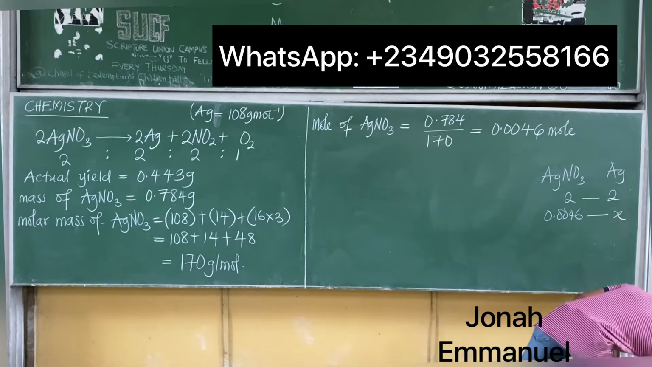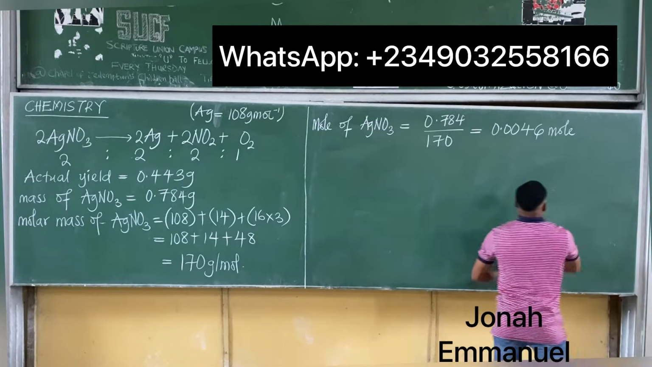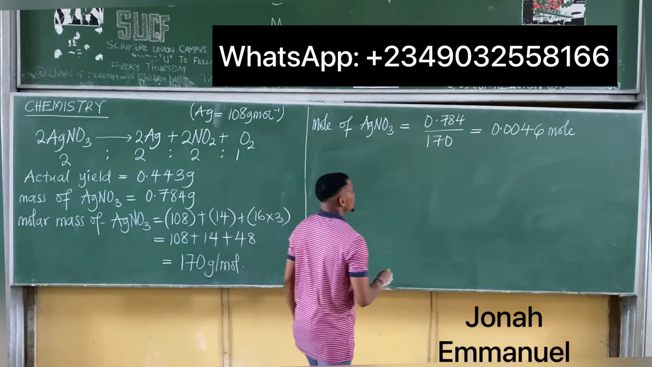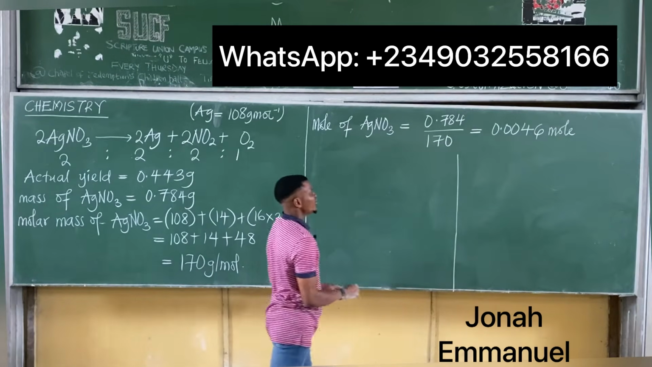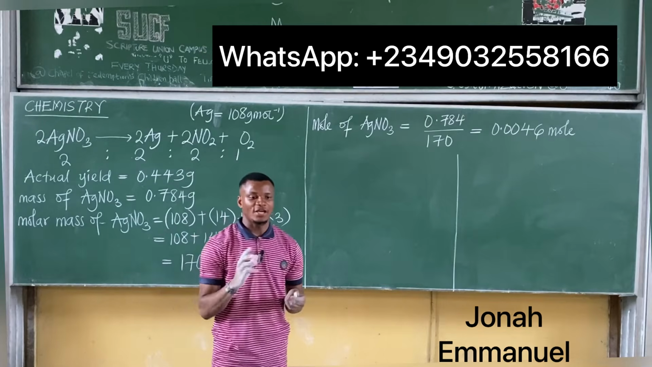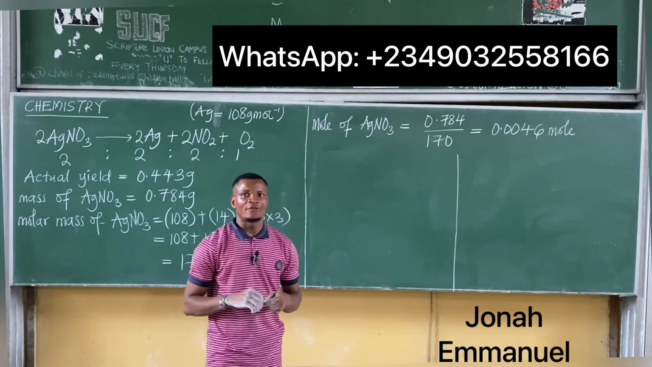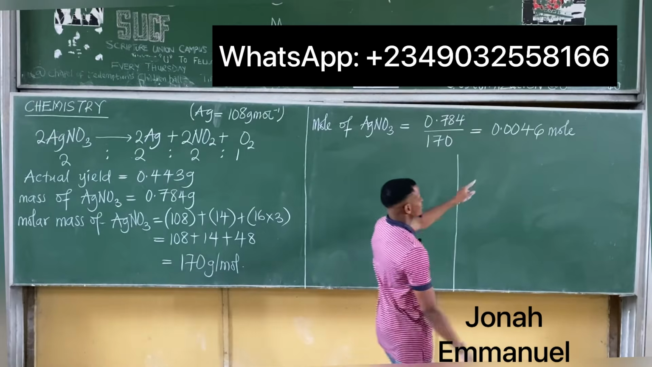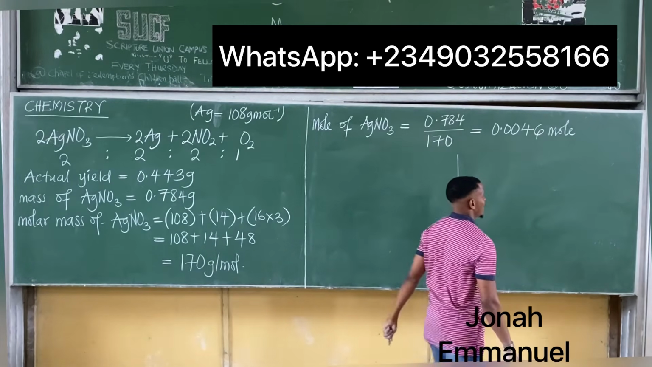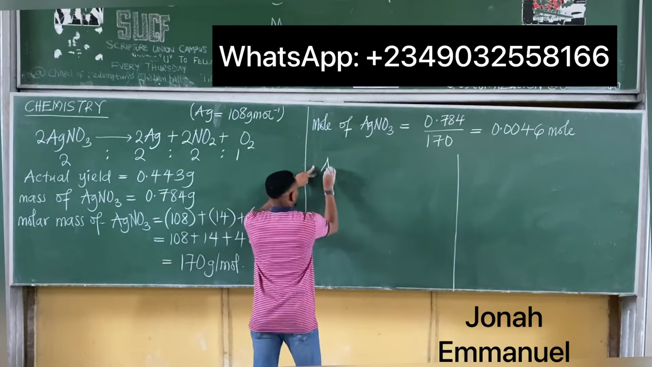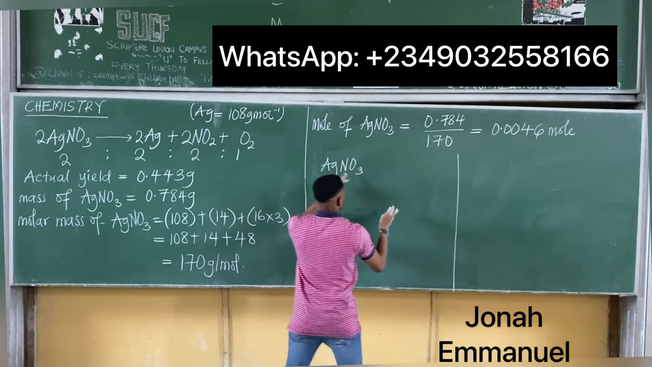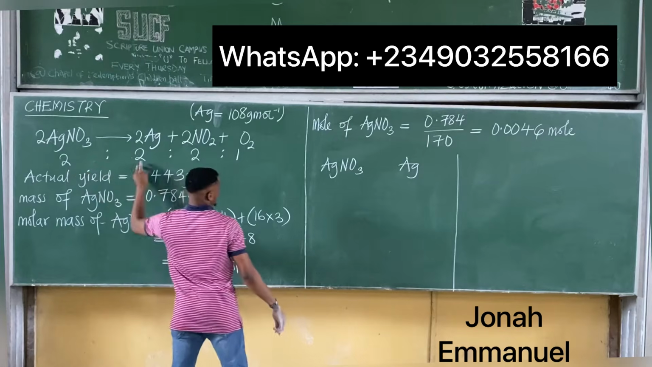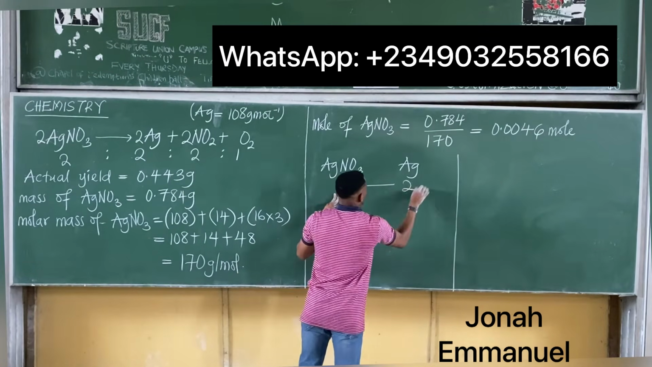If you're here, take down please. Let the number of moles of silver, that's Ag, that will react with 0.0046 mole of silver nitrate be X. Hence, AgNO3 to Ag. From the balanced chemical equation, 2 to 2. So 2 of these will give you 2 of this.